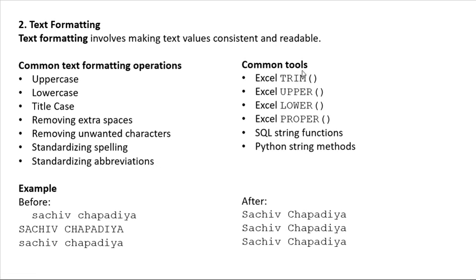The common tools are Excel, using the TRIM function, UPPER function, LOWER function and PROPER function, SQL string functions, and Python's string methods to change the text format. After formatting, the first letter is a capital and all the other letters are small in each word, and a consistent capitalization format is followed in all the records.